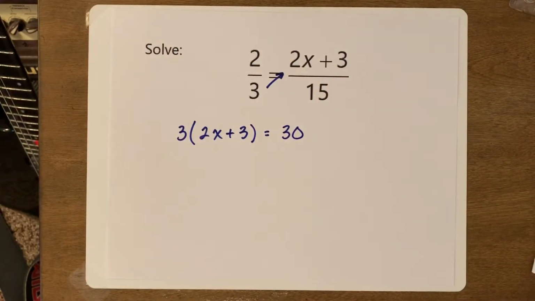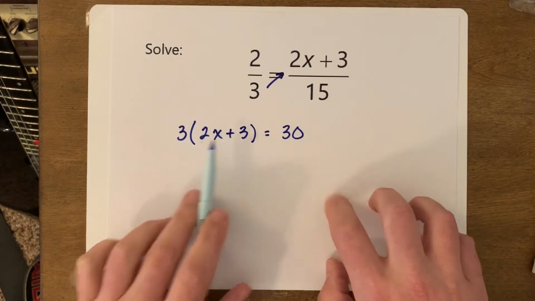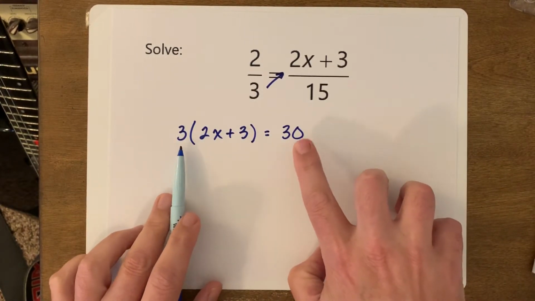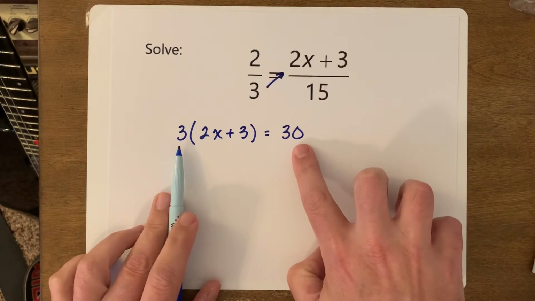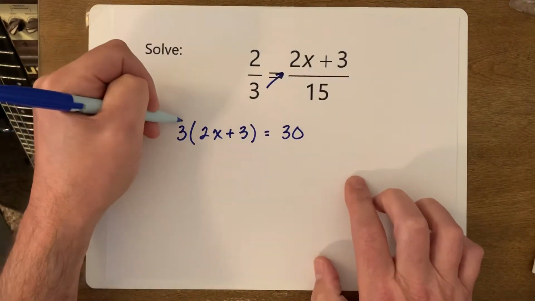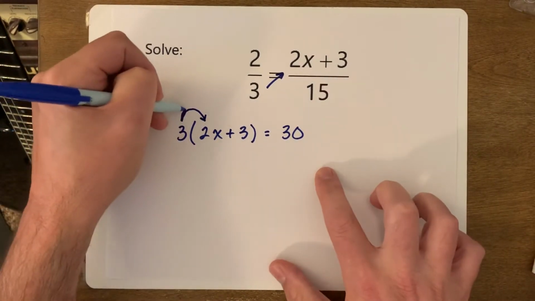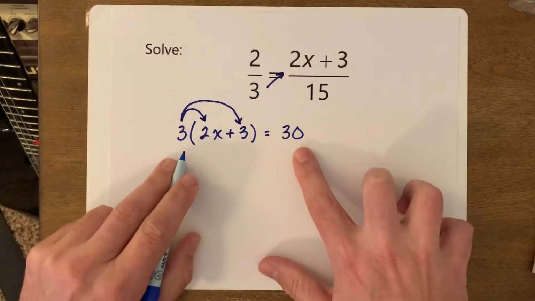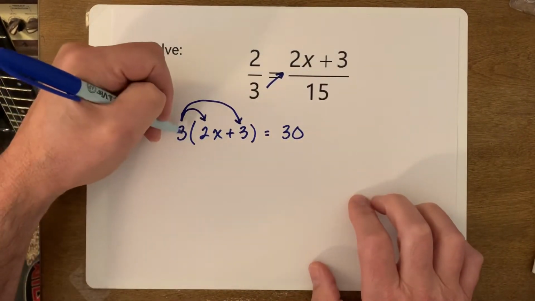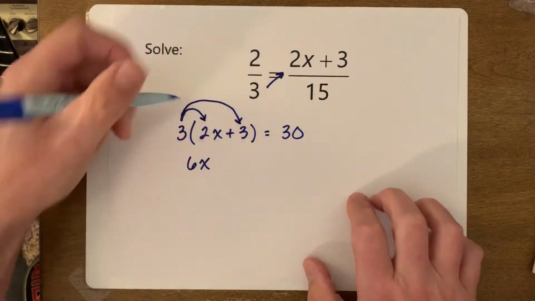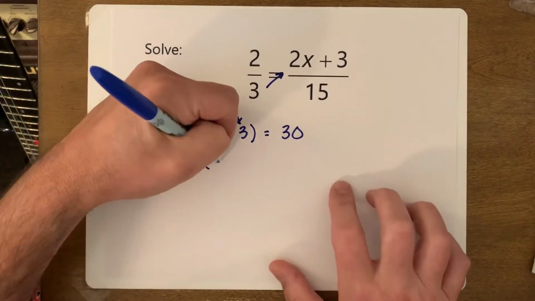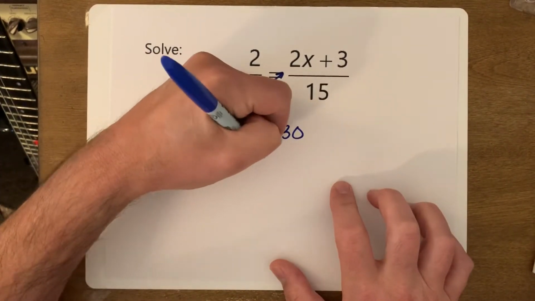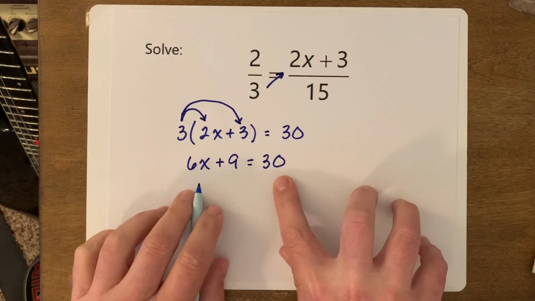So now I have a choice. I could distribute. I could also divide both sides by 3 because both of these numbers are divisible by 3. I'm going to go ahead and distribute because that's what most students are going to do, even though I probably would have divided by 3, but that's okay. 3 times 2x is 6x. 3 times positive 3 is a positive 9. It still equals 30. So here we have a two-stepper.